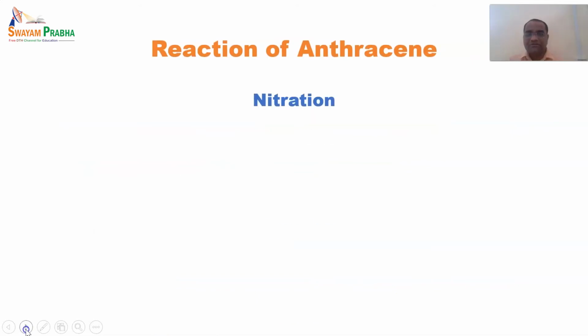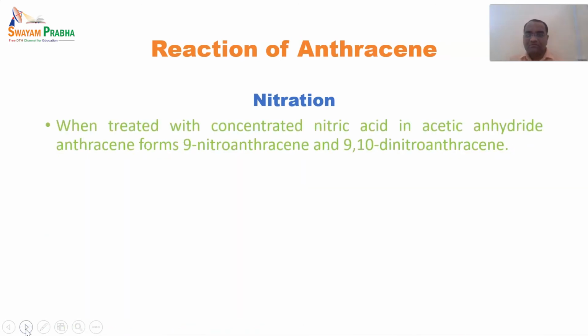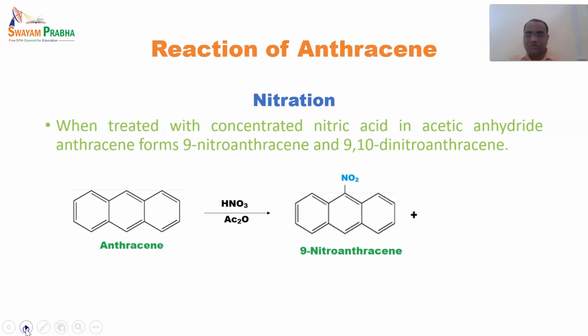After that, nitration of anthracene. For nitration, we require nitric acid and sulfuric acid as a nitrating agent. When treated with concentrated nitric acid in acetic anhydride, anthracene forms 9-nitroanthracene and 9,10-dinitroanthracene. So we get two products over here. The reactivity at the 9 and 10 positions is quite high, and that is why we get the 9 product as well as the 9,10 product also.